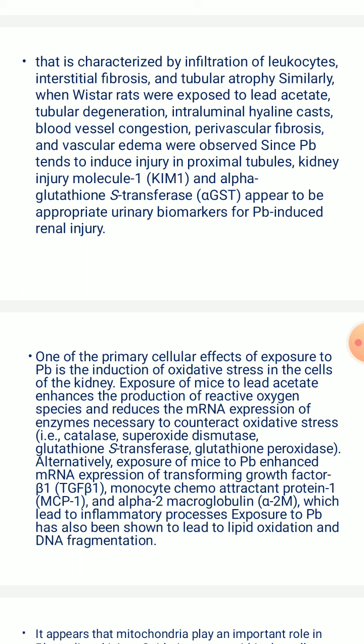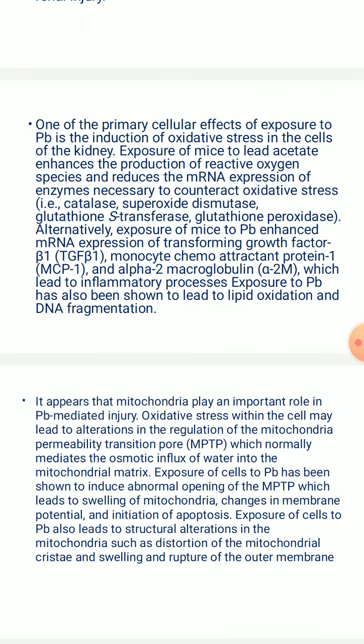One of the primary cellular effects of lead exposure is the induction of oxidative stress in the kidney cells. Exposure to lead acetate in mice enhanced the production of reactive oxygen species and reduced the mRNA expression of the enzymes necessary to counteract oxidative stress, that is catalase, superoxide dismutase, glutathione S-transferase, and glutathione peroxidase.